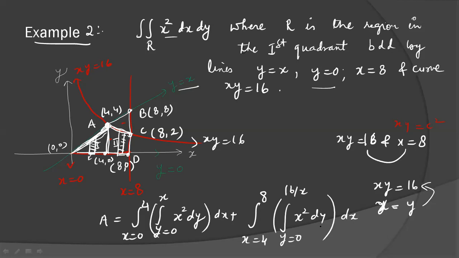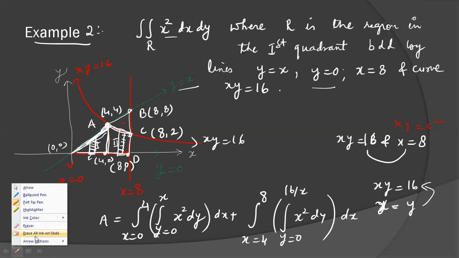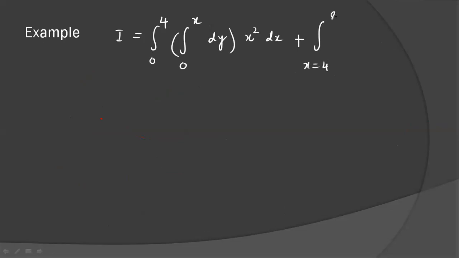Now I'm going to evaluate these limits. If you see carefully, this can be written as x from 0 to 4, and the limit of y was 0 to x dy. I am taking x square outside because x will be treated as constant when you are integrating with respect to y. Then x is from 4 to 8, and limit of y is from 0 to 16 by x dy and x square dx.